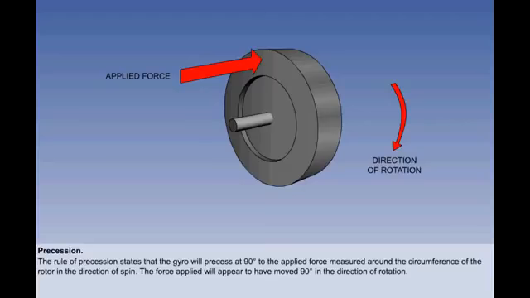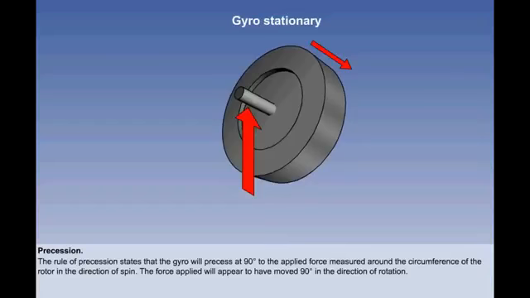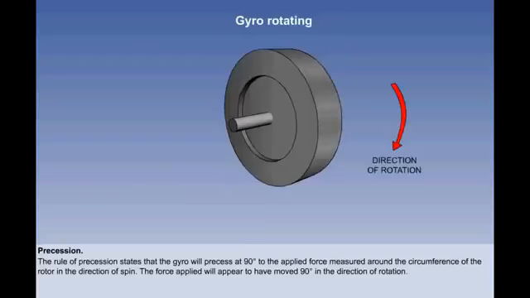In the example here, the gyro rotor is stationary. Let's apply a force to one side of the spin axis in a vertically upwards direction. We would expect the rotor to tip backwards, and indeed it does. Now let's spin the rotor and apply the same upwards force to the spin axis. We might still expect the gyro to fall backwards. But now, because of the effect of precession, the upwards force we have applied is transferred 90 degrees in the direction of rotation, and instead the gyro moves in the direction shown.